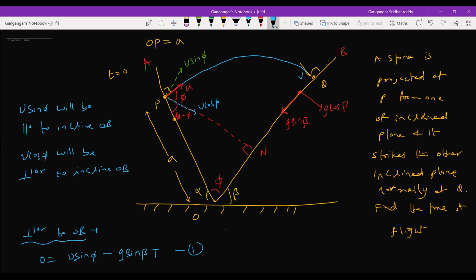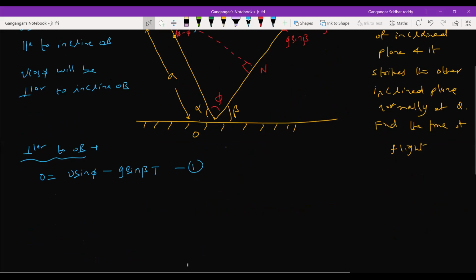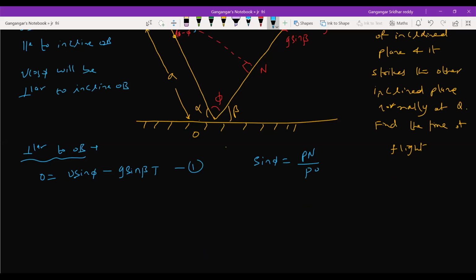Okay, now after this, can we write this distance Pn? What can be the distance Pn? Sine phi equal to Pn by A, and the value A is given. So let me write one mathematics. Sine phi is equal to Pn by Po. So what is Pn equal to? Po sine phi, which is equal to A sine phi.